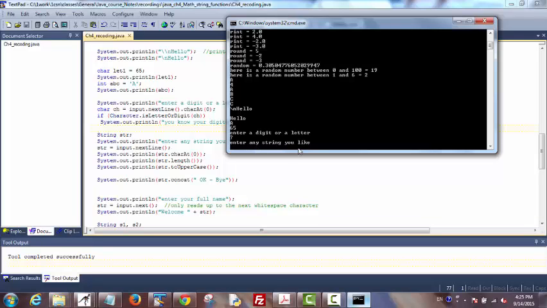Now here it says enter any string you like. And notice we use a method called nextLine. Now nextLine is going to read everything I type. So if I do hello there, it's just going to read the entire string. Later we talk about this function called next, which stops as soon as it hits that white space character. So it will only read hello.